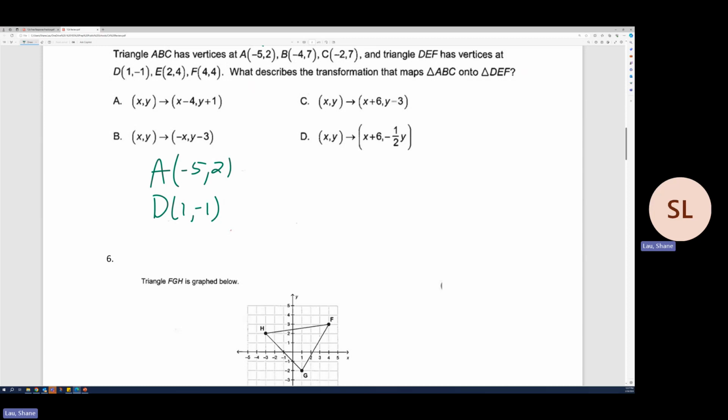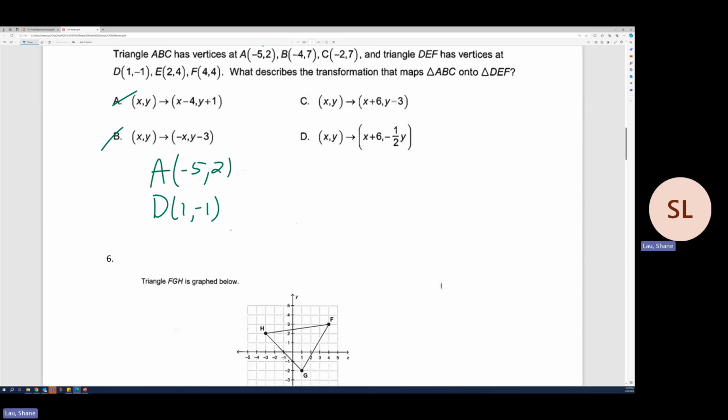So looking at answer choice A, it says x minus 4 as my rule for x. But if I subtract 4 from 5, I'm just going to get more negative. So that doesn't give me D. That's got to be incorrect. Well, with B, if I look at this, B says that x has got to be negative, right? You multiply by a negative number here, or -1 in this case. -5 times -1 is 5, but 5 doesn't equal 1, so that's not correct either.